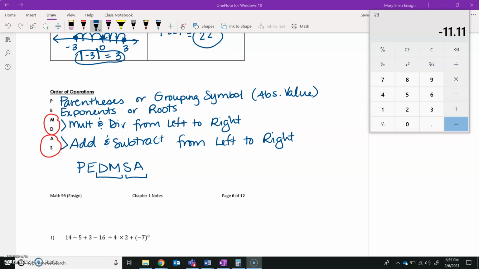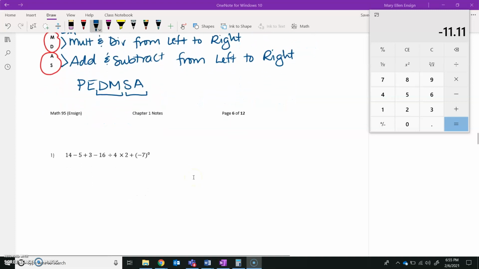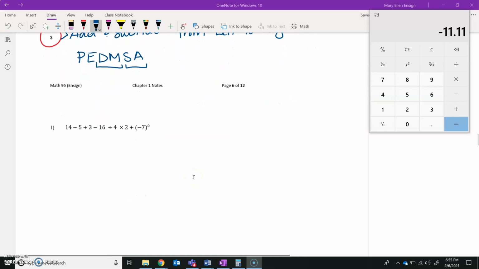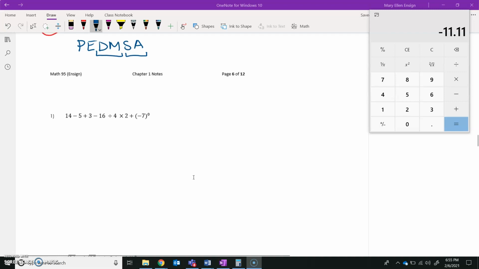Okay, so let's take a look at this first example for order of operations. We're going to simplify this number 1 right here. We are going to go through step by step and follow that order of operations and do one step at a time, and I'm going to very strongly suggest that you rewrite the whole problem for every step. Otherwise it's very easy to kind of lose where you are and not simplify things correctly.